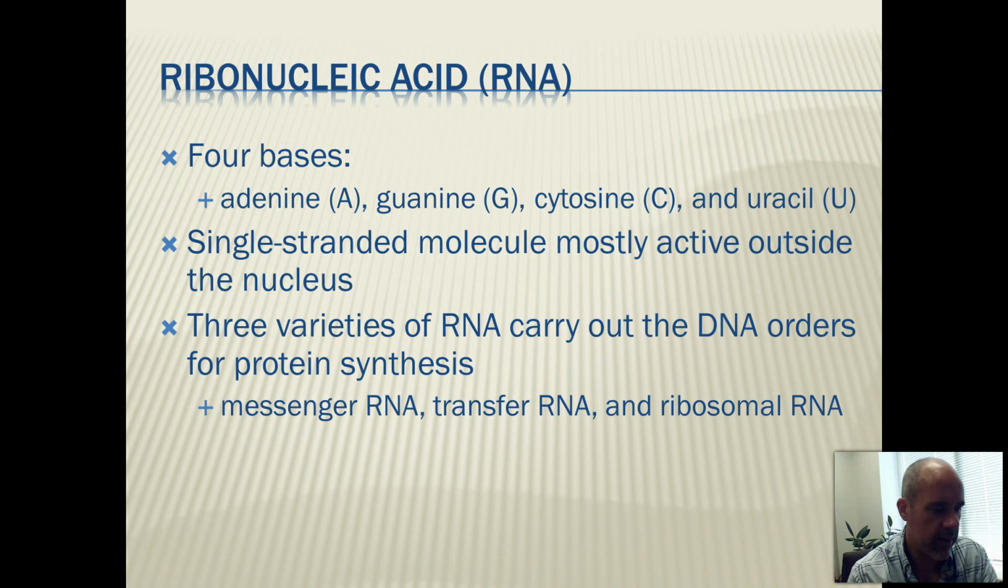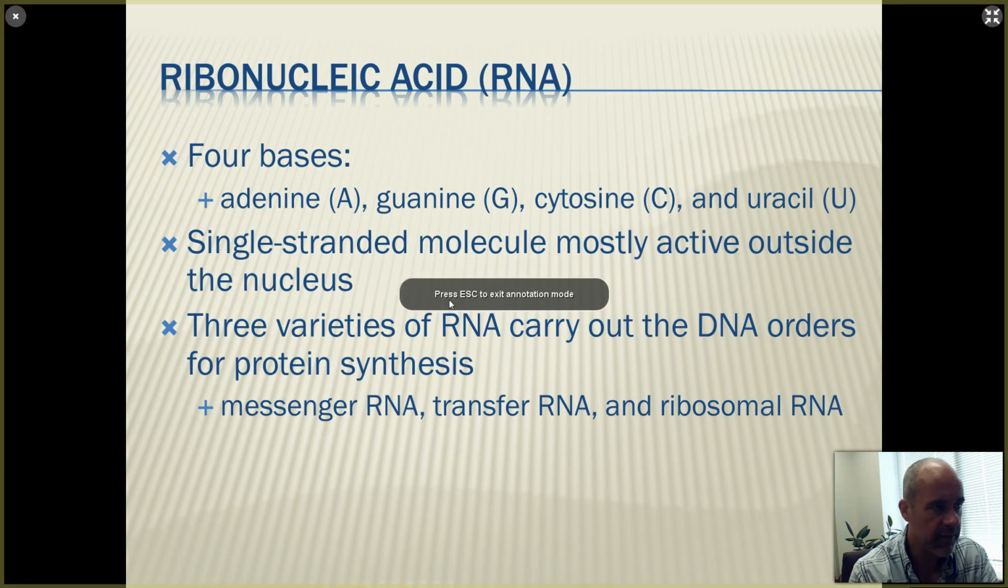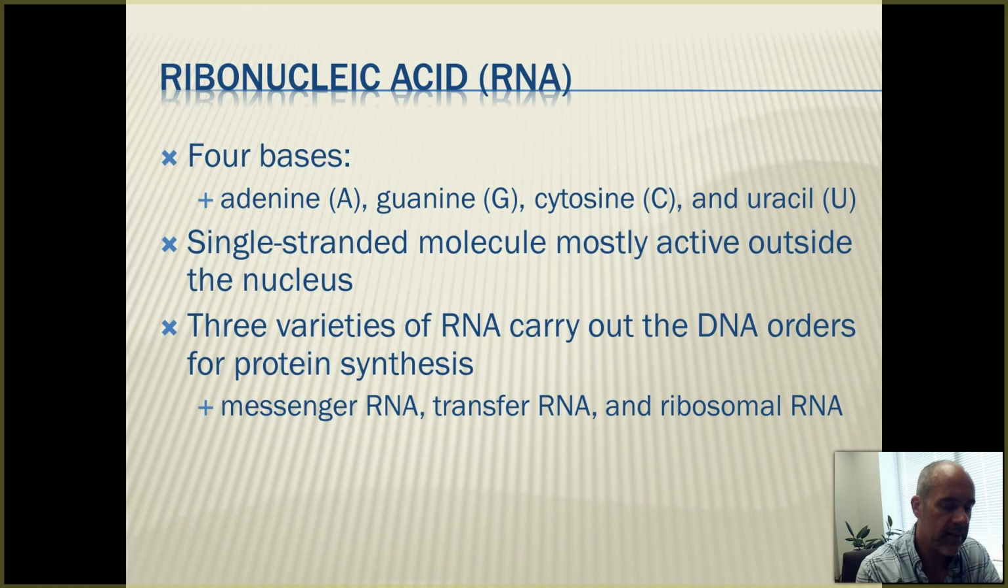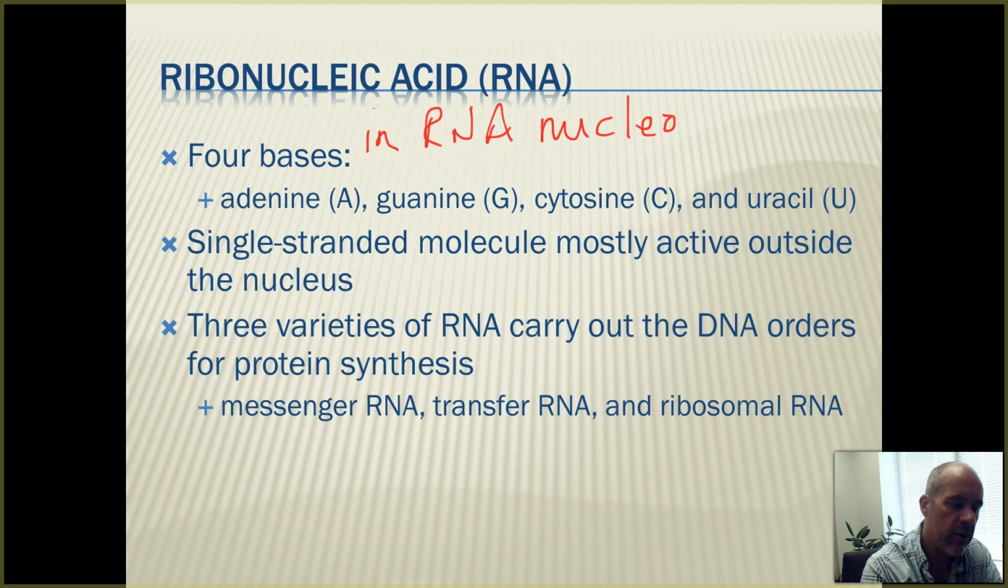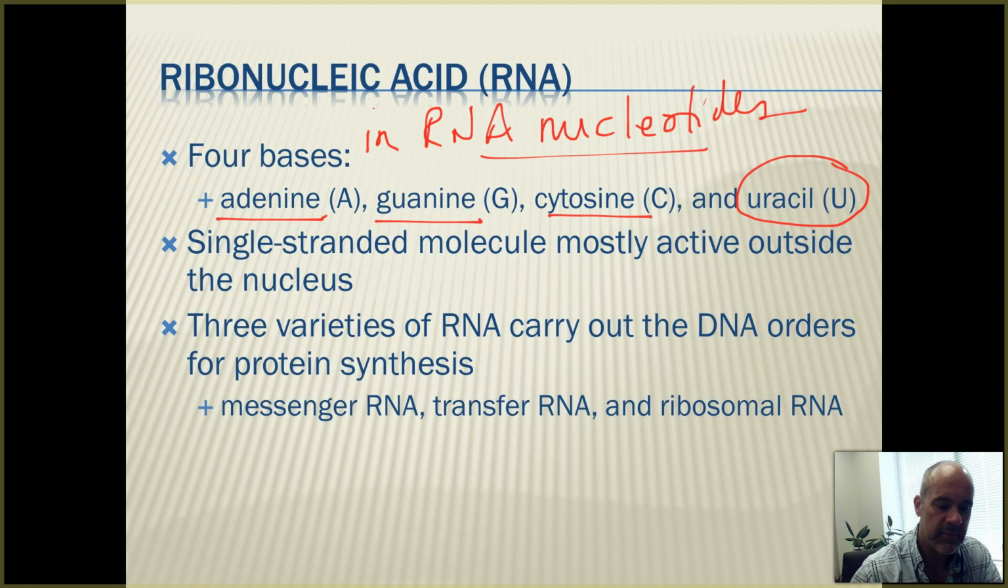All right, and then what about RNA? So RNA is similar to DNA. It's very similar. It is also a polymer of nucleotides. However, the four bases in RNA nucleotides versus DNA are either adenine, guanine, cytosine, or uracil. So uracil is a fifth kind of base that you can have. It's abbreviated with U. So you have U's in RNA instead of T's. You have T's in DNA.